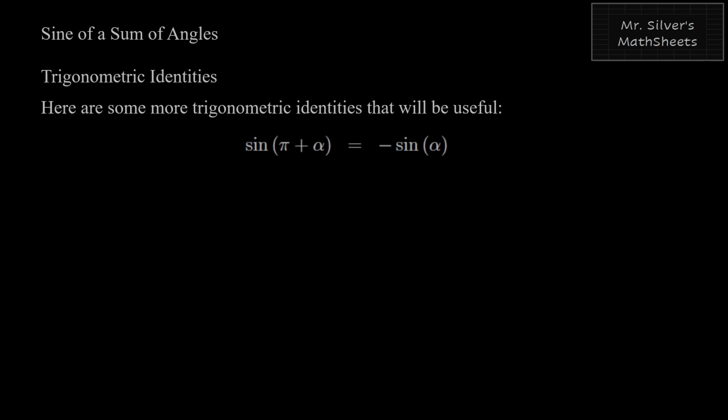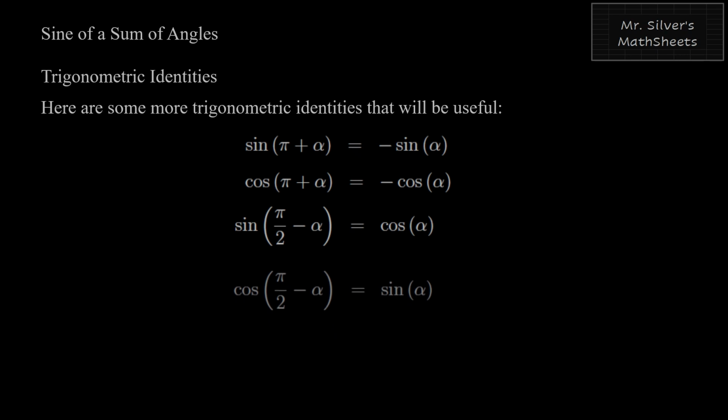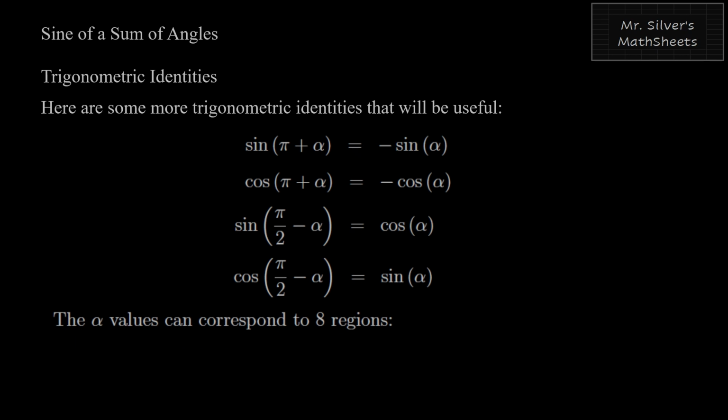Okay, here's some more. Sine of a 180 rotation of an angle is minus the sine of that angle. Cosine of a 180 rotation of an angle is minus cosine of that angle. Sine of a complement is cosine of the angle. Cosine of a complement is sine of the angle. Again, alpha could be in any of the 8 regions.